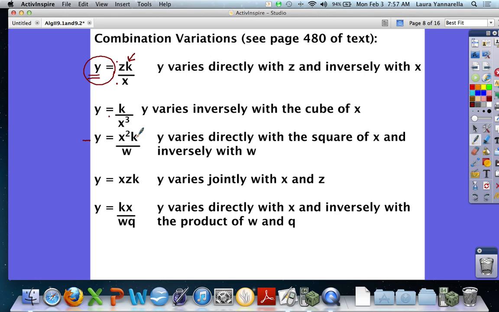K is the constant. If you have two direct variation variables, the x and the z, we call that joint variation. We call it y varies jointly with x and z. However, when the two are in the denominator, we don't say jointly. Jointly is only for direct variations. If you have w and q in the denominator, you would say y varies directly with x, because x is in the numerator, and inversely with the product of w and q.